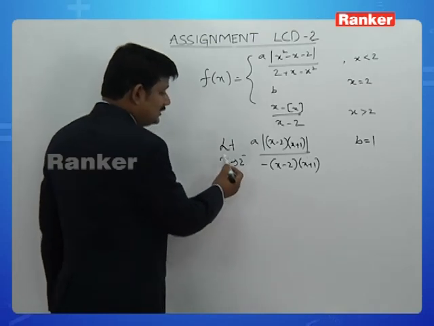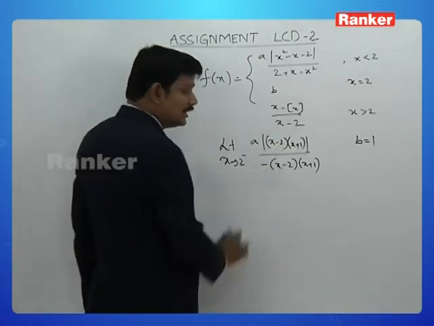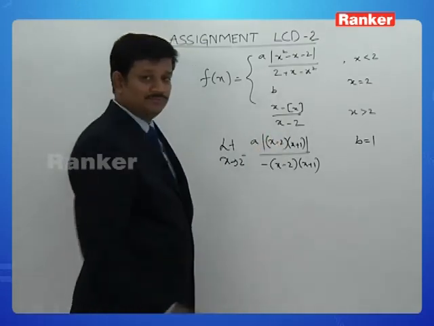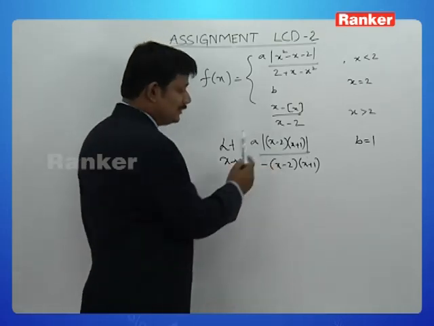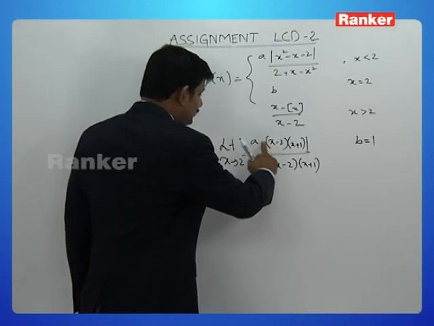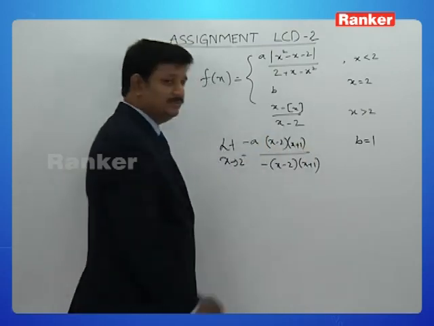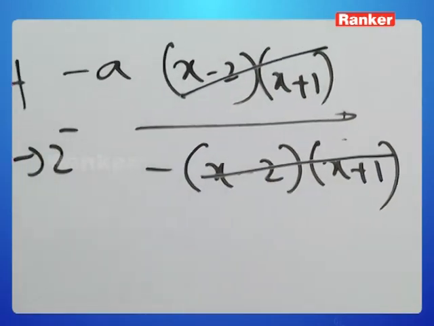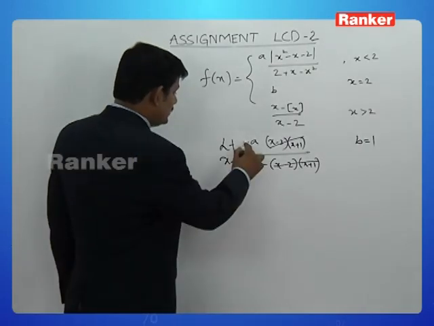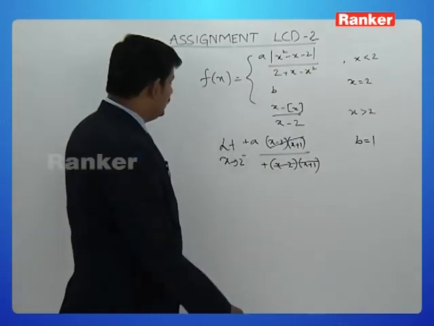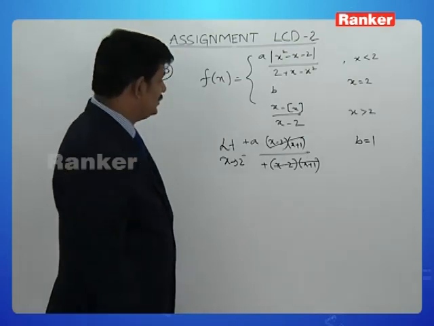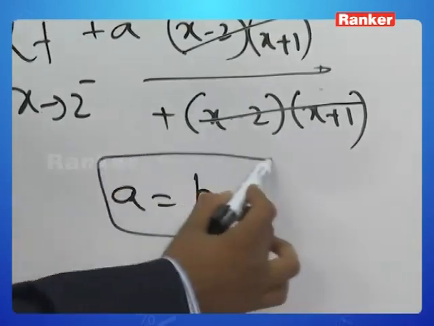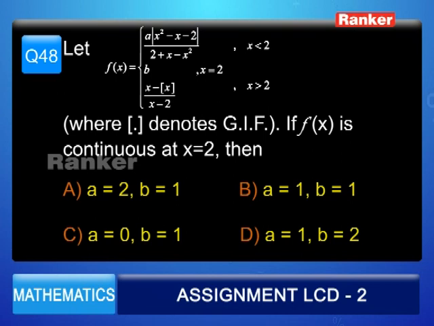Now, x is slightly less than 2. So, x minus 2 is negative. x plus 1 is positive. So, that makes the product negative. (x minus 2) into (x plus 1) is negative, and modulus of a negative number is minus of that number. So, x minus 2 and x plus 1 get cancelled, the minus sign gets cancelled. Left hand limit is a. And for the function to be continuous, a should be equal to b, which should be equal to 1. So, it's answer B.